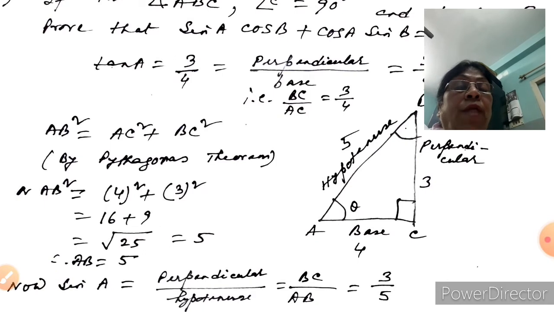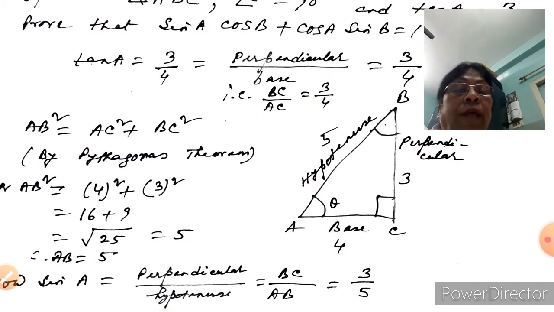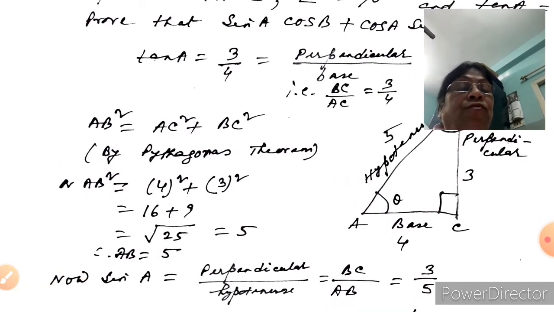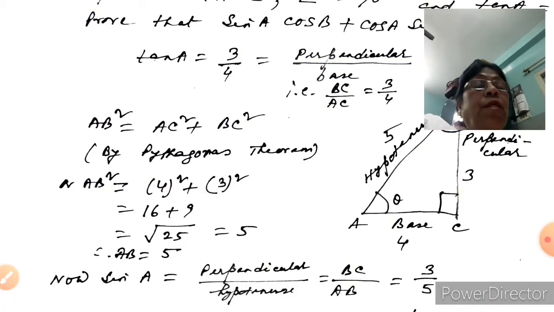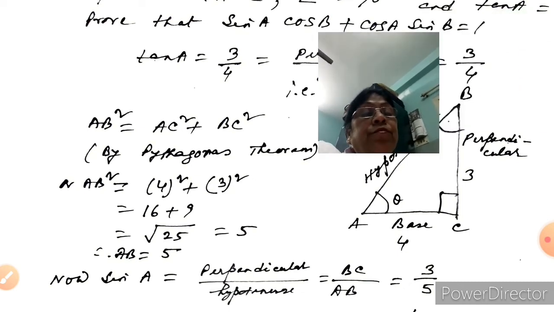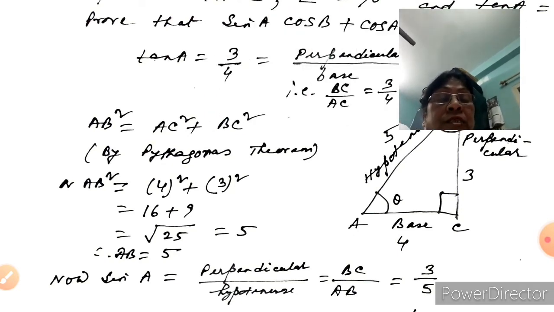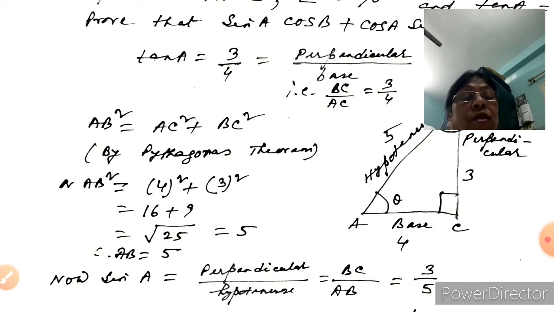So, by Pythagoras theorem, we know AB square is equal to AC square plus BC square. So, AB square is equal to 4 square plus 3 square, so 16 plus 9, which is 25, and taking the root, AB is equal to 5.